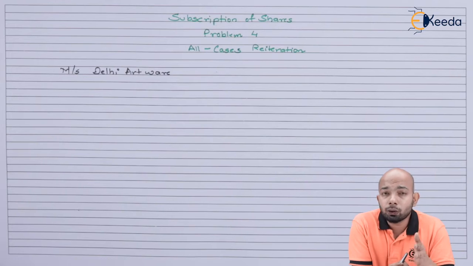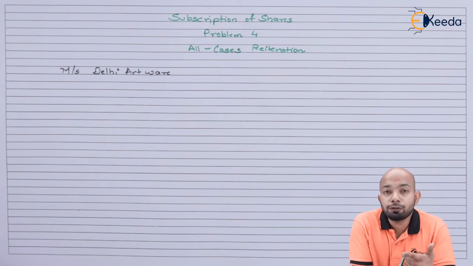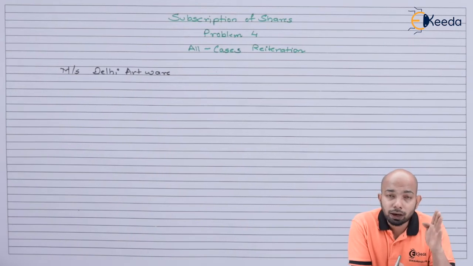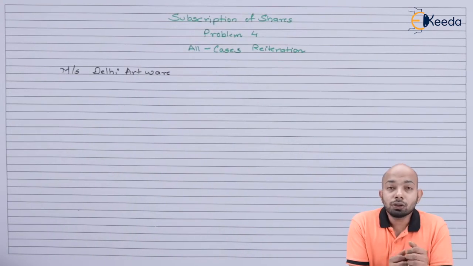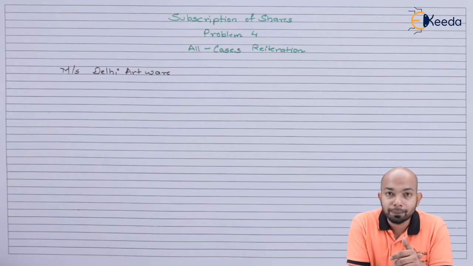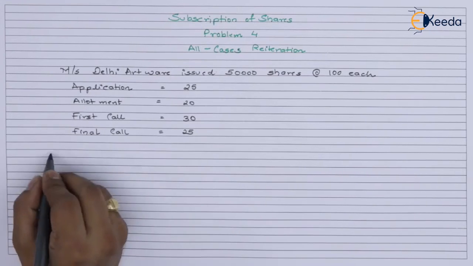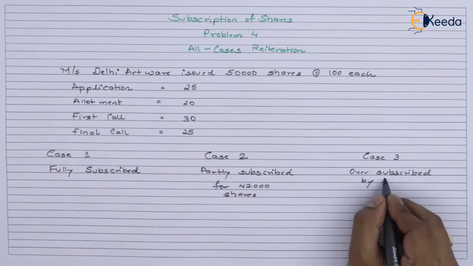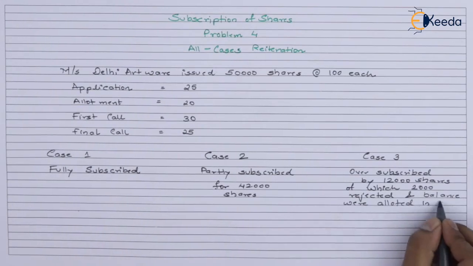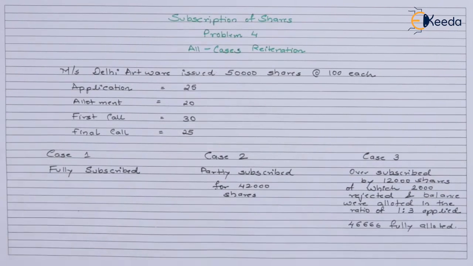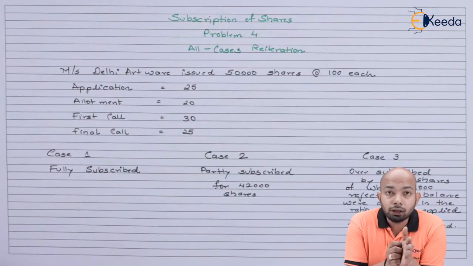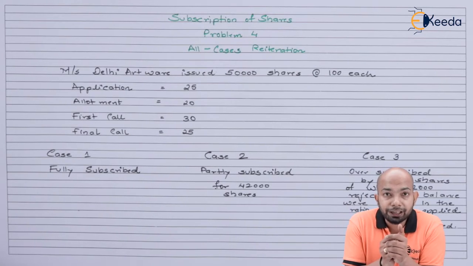Now we have to figure out that whatever details are given will be mentioned for full subscription, as well as for under subscription and over subscription. So using all three materials, we have to pass the journal entries accordingly. Let's go through this illustration and figure out what details have been mentioned related to this. We have to discuss this illustration in brief with you.